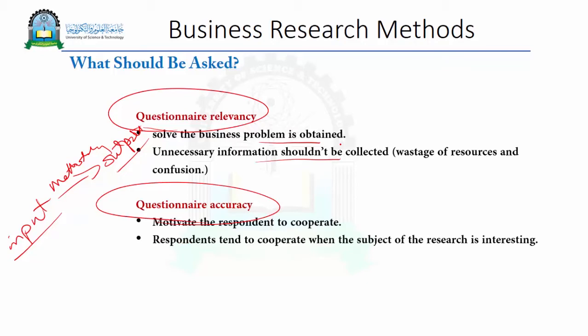The second one is the accuracy. Relevancy is matching the questions with the research problem. The accuracy is motivating the respondents to cooperate. As we know, when we distribute the questionnaire, it's not in our hands to make sure that the answers of the respondents are accurate or not. But in some ways, we can guarantee this accuracy to some extent. Making a motivating, easily phrased questionnaire, using very simple language and short questions, is going to motivate the respondent to give accurate data.